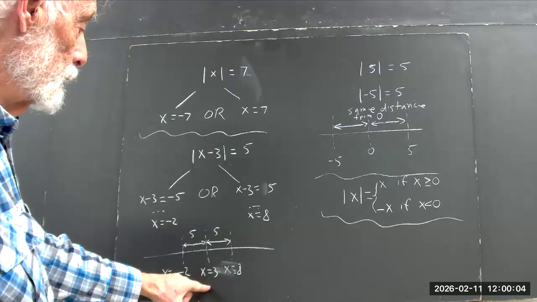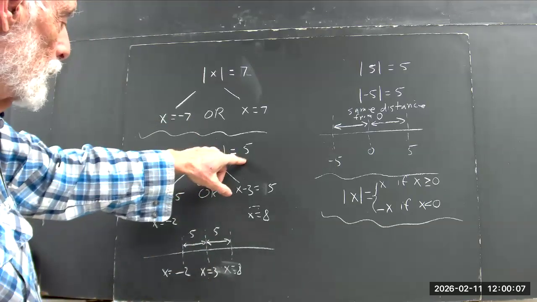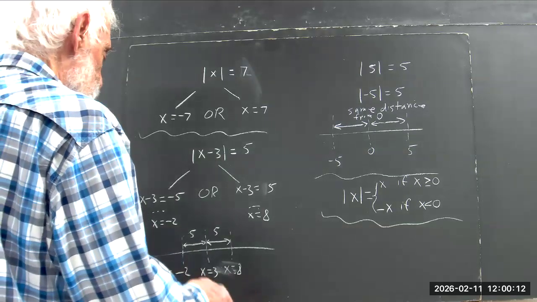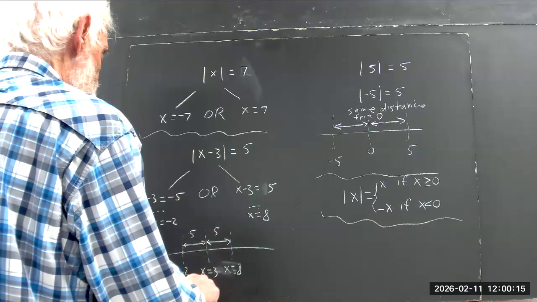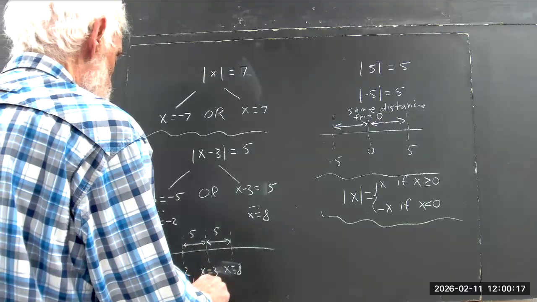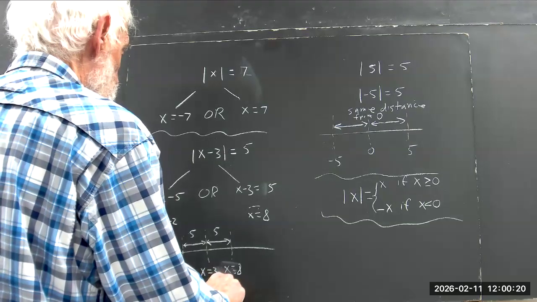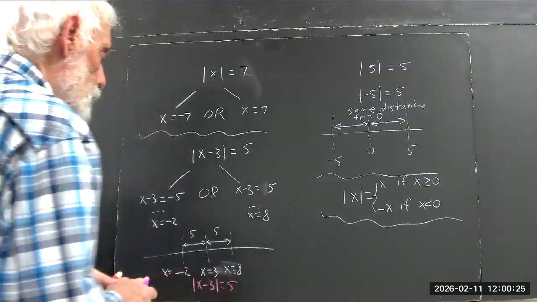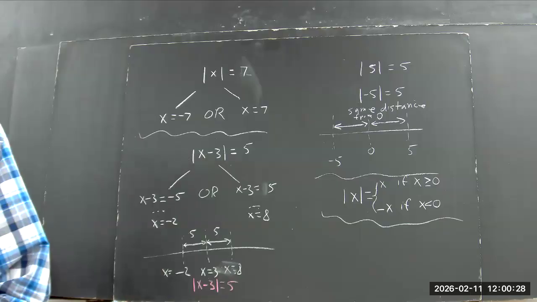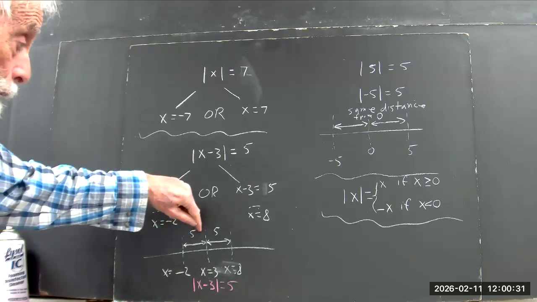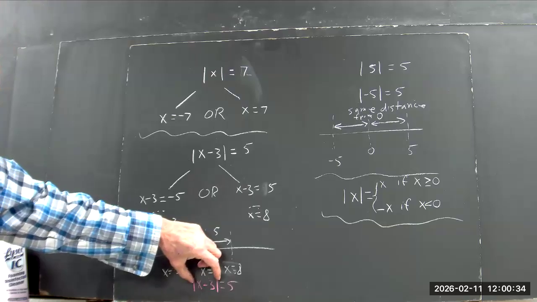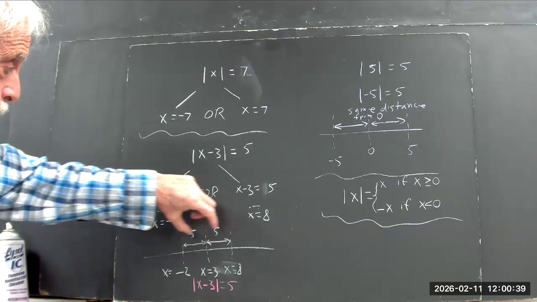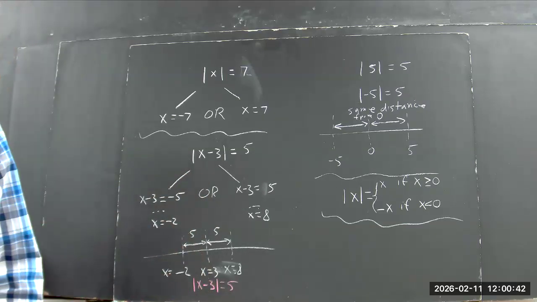Now, what this is showing you is a picture of this equation. This equation says the absolute value of x minus 3 equals 5. Okay. 3 is in the middle. The absolute value of x minus 3 is how far you are from 3. And we see that that's 5, just as in the equation.